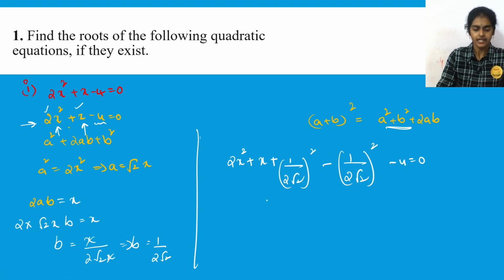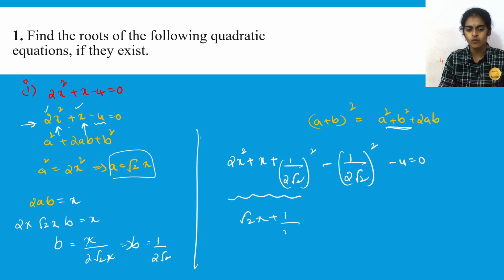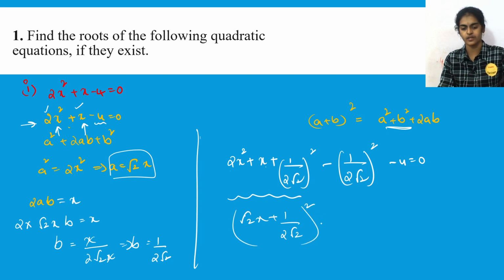Now this entire thing, a square plus 2ab plus b square, is nothing but a plus b whole square, where a is root 2x and b is 1 by 2 root 2. So 1 by 2 root 2 is your b value, and you have a plus b whole square minus 1 by, now 2 root 2 whole square, 2 square is 4 and root 2 whole square is 2, minus 4 equal to 0.